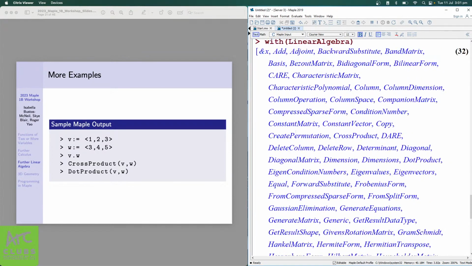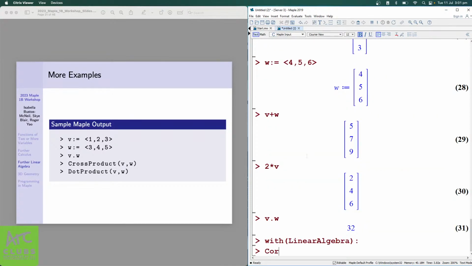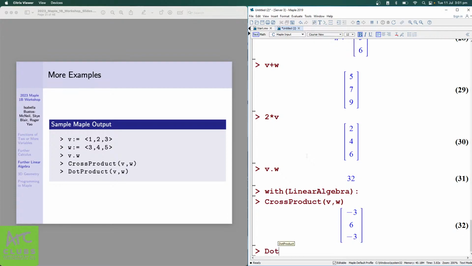Oops, forgot to put in that colon there. With linear algebra, we can then do that cross product of v and w and dot product as well.